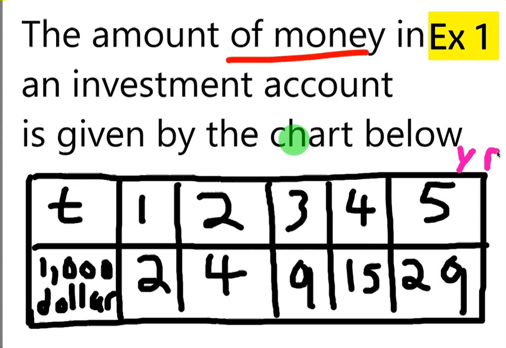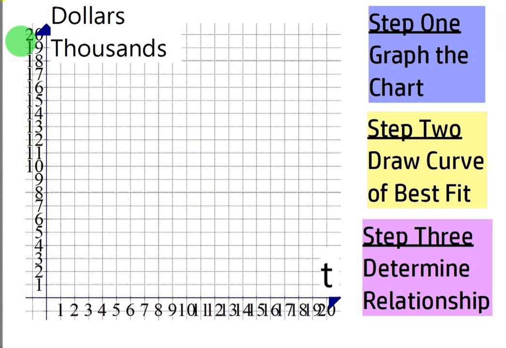The top's years? Top is years, yes. Somebody please read this back to me so I don't have to keep bouncing back and forth. It helps me a lot. Okay, so after 1 year, how much do we have? 2,000. 2,000, exactly. Thank you. 2 years? 4.